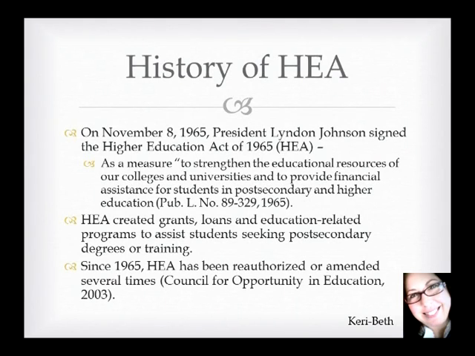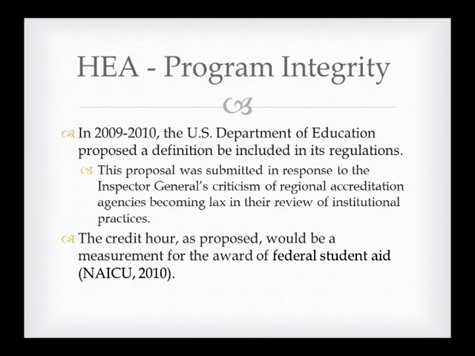Since 1965, HEA has been reauthorized or amended several times. During the rulemaking process in 2009 and 2010, the U.S. Department of Education proposed that a definition be included in its regulations. This proposal was submitted in response to the Inspector General's criticism of regional accreditation agencies becoming lax in their review of institutional practices. The credit hour, as proposed, would be a measurement for the award of federal student aid.